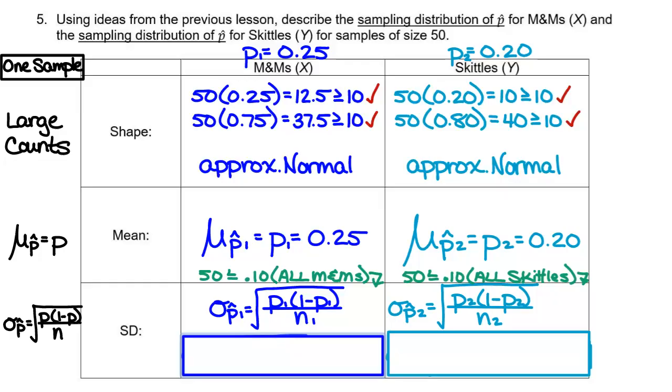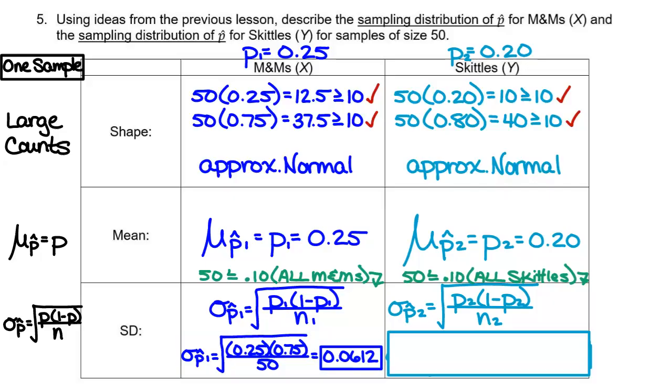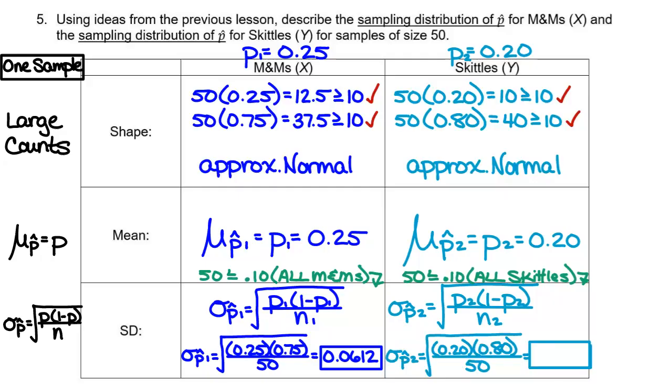What's my standard deviation for M&Ms? 0.061. I took it out one more decimal place, but I'm fine if you do 0.061. Does anybody have a standard deviation for Skittles for me? 0.0566, 0.057. I'd take either one.